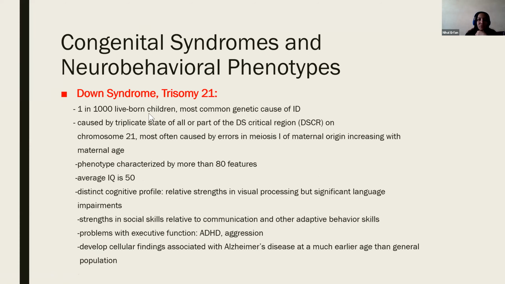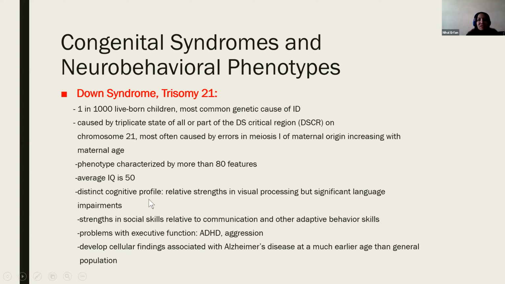Obviously, Down syndrome, I'm sure you've all seen, maybe not seen as many Angelman, but for sure trisomy. So 1 in 1,000 live births, it's the most common genetic cause of intellectual disability. And we know that it's because on chromosome 21 there is this triplicate state, most commonly caused by errors of meiosis, maternal origin increasing with maternal age. Okay, so the phenotype is characterized by more than 80 features, average IQs around 50.